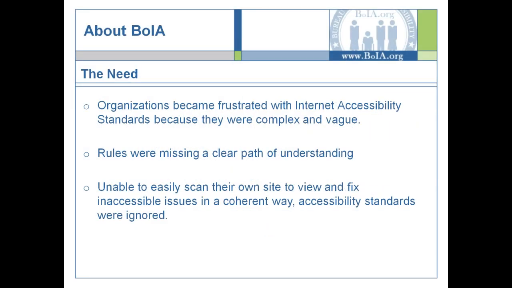First of all, when the Bureau of Internet Accessibility started, there was a need out there. Organizations are frustrated with Internet accessibility because the rules when they first came out were very vague and complex. A lot of the rules presented after a scan or an evaluation, even on a single web page, were missing a clear path and a clear understanding of what you were supposed to do. And then once you realize what you have to do, it was very complex to view and fix inaccessible issues in a coherent way.